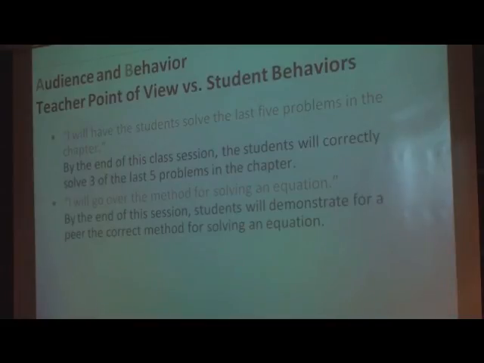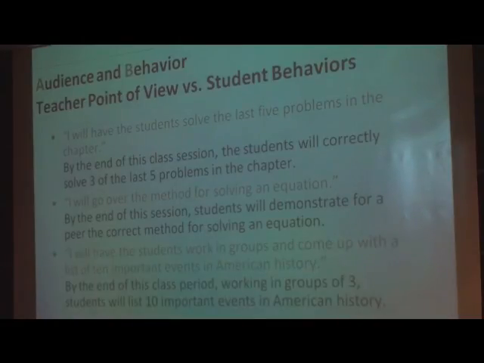Again, I will go over the method of solving a problem, then only I will learn that equation. The students may not learn that equation if I do it, right? So students will demonstrate the correct method of solving an equation. That's different from I will. That objective at the top is my learning goal, not theirs. My objective, not theirs. And I will have students work in groups, come up with 10 important events in American history, as opposed to the students will learn how to work in groups. So you get the point.